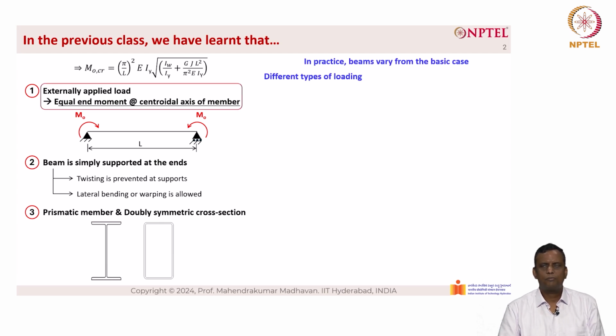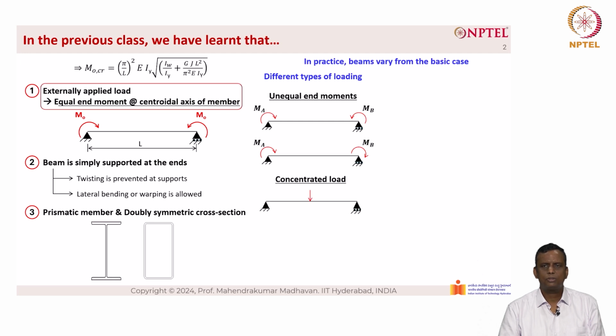In practice, beams vary from the basic case. There are different types of loading. It can be unequal end moments MA and MB, which leads to a single curvature. It can also be unequal end moments which leads to a double curvature. It can also lead to a concentrated load. It can also have a uniformly distributed load.